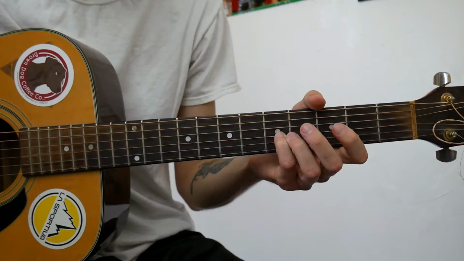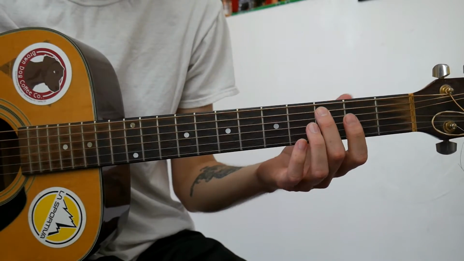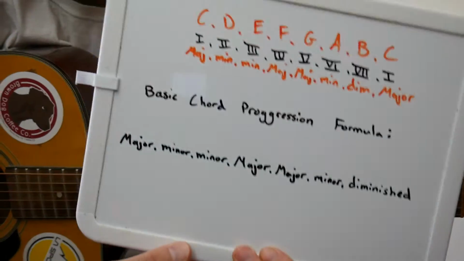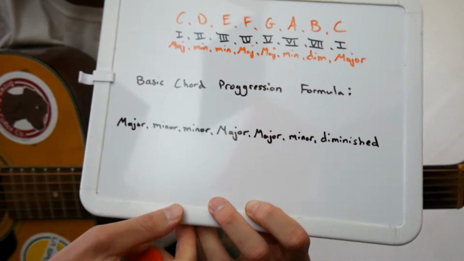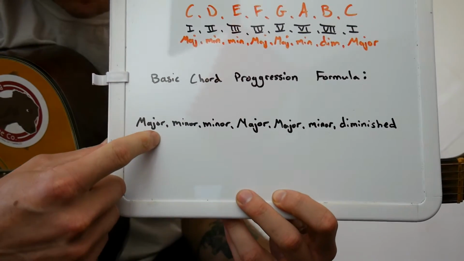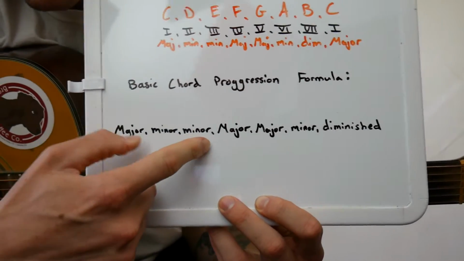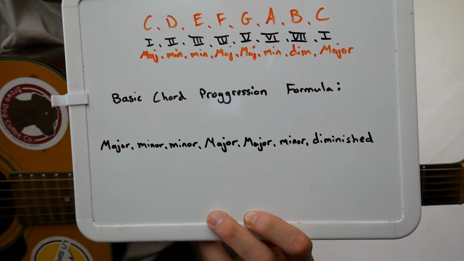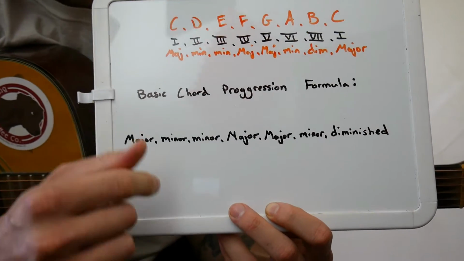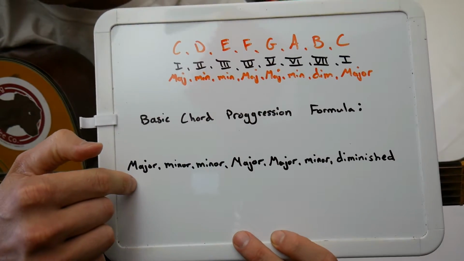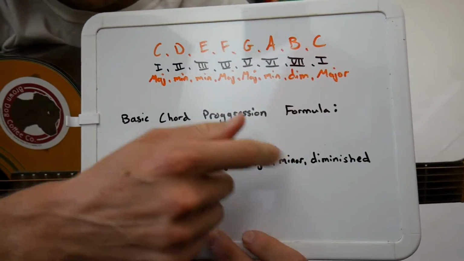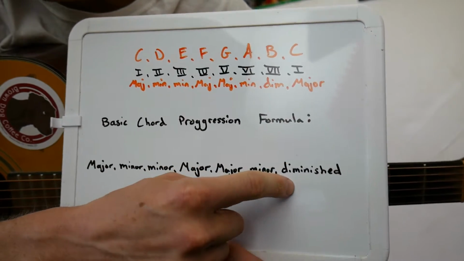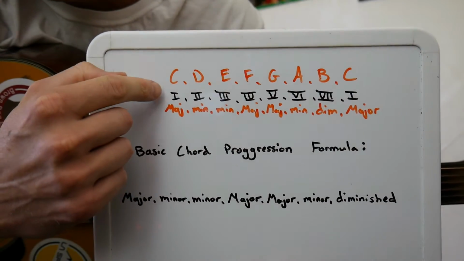Okay, so there's a formula for basic chord progression. And what is it? The formula for basic chord progression is major, minor, minor, major, major, minor, diminished. What does that mean? Well, you just plug these guys in under the scale, and then you'll have all the basic major and minor chords and the one diminished chord in the key of C.